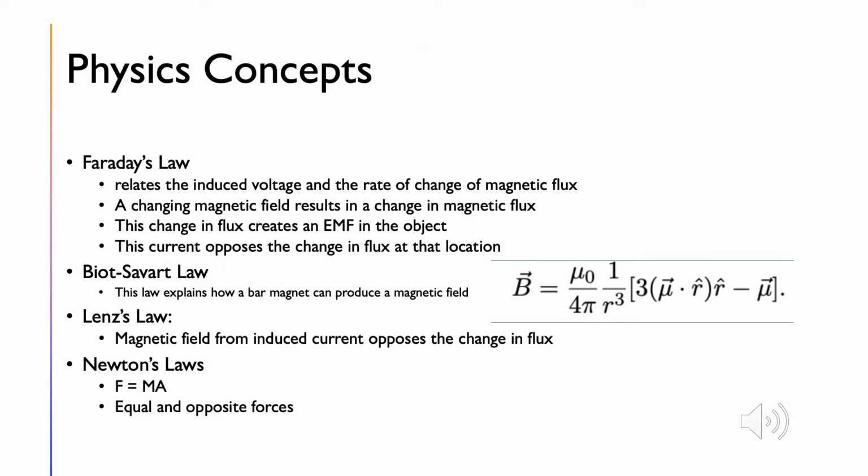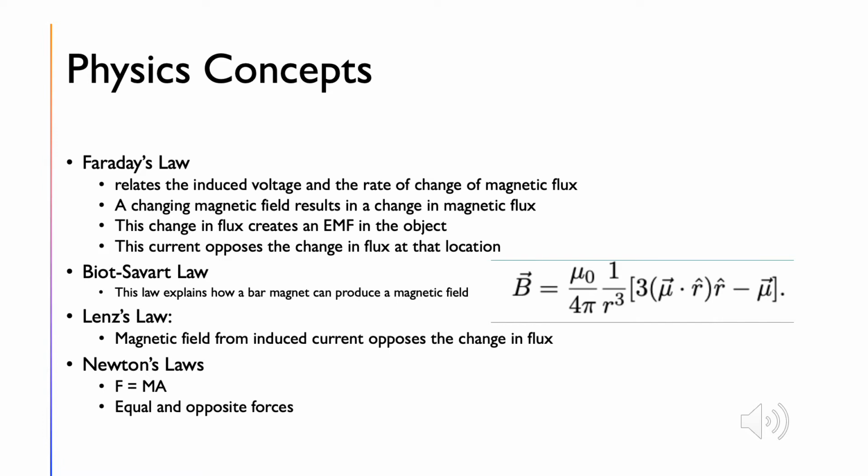In doing this lab, we used 4 physics concepts that we have learned this year, the first of which is Faraday's law. This law relates the induced voltage and the rate of change of magnetic flux. Basically, a changing magnetic field results in a change in magnetic flux, and this change in flux creates an EMF. Using Ohm's law, V equals IR, we can use this EMF to determine the current at that object. This current opposes the change in flux at that location.